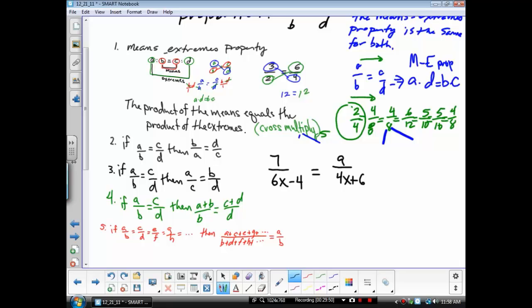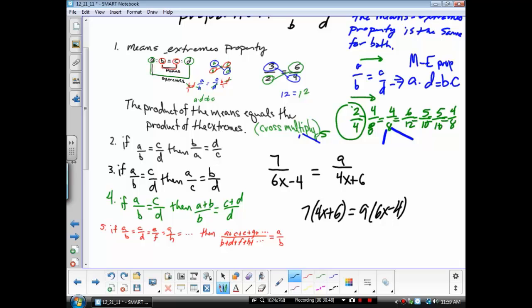The process you always use to solve proportions is the means extremes property, which is cross multiplication. So the process I'm going to use to solve this proportion is take 7 times the 4x plus 6, do that cross product, and then take 9 times 6x minus 4, do that cross product. Now I have an equation that is easier to solve. So when you're solving a proportion, what are you always going to do, Branson? Cross multiply. Cross multiply. Thank you, Destin. Cross multiply.